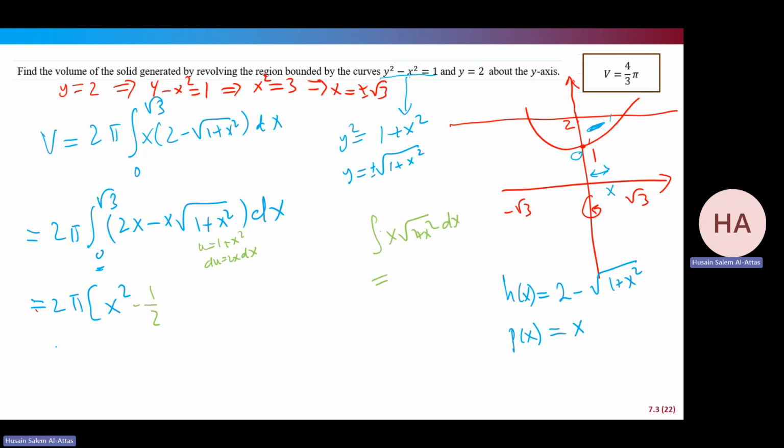That will be what? Take 2.5. So that will be half u to the power half du. That gives me half times 2 over 3 u to the power 3 over 2, plus C. So I don't need half, I need 1 over 3 u, which is 1 plus x squared to the power 3 over 2. And that from 0 to square root of 3. Okay.